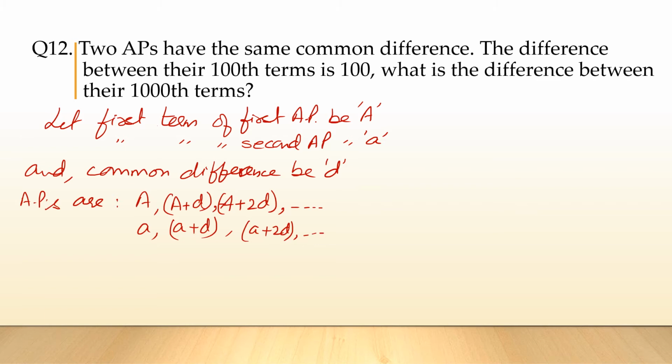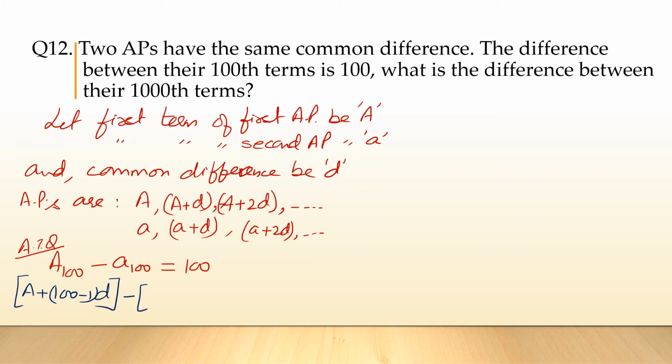Now look at what was at the beginning of the question: the difference between their 100th terms. So the difference of the 100th terms, according to the question, is 100. Now let's use the formula for the nth term. It can be written as a plus n minus 1 d, and for the 100th term of the next AP we can write a plus 100 minus 1 d equal to 100.